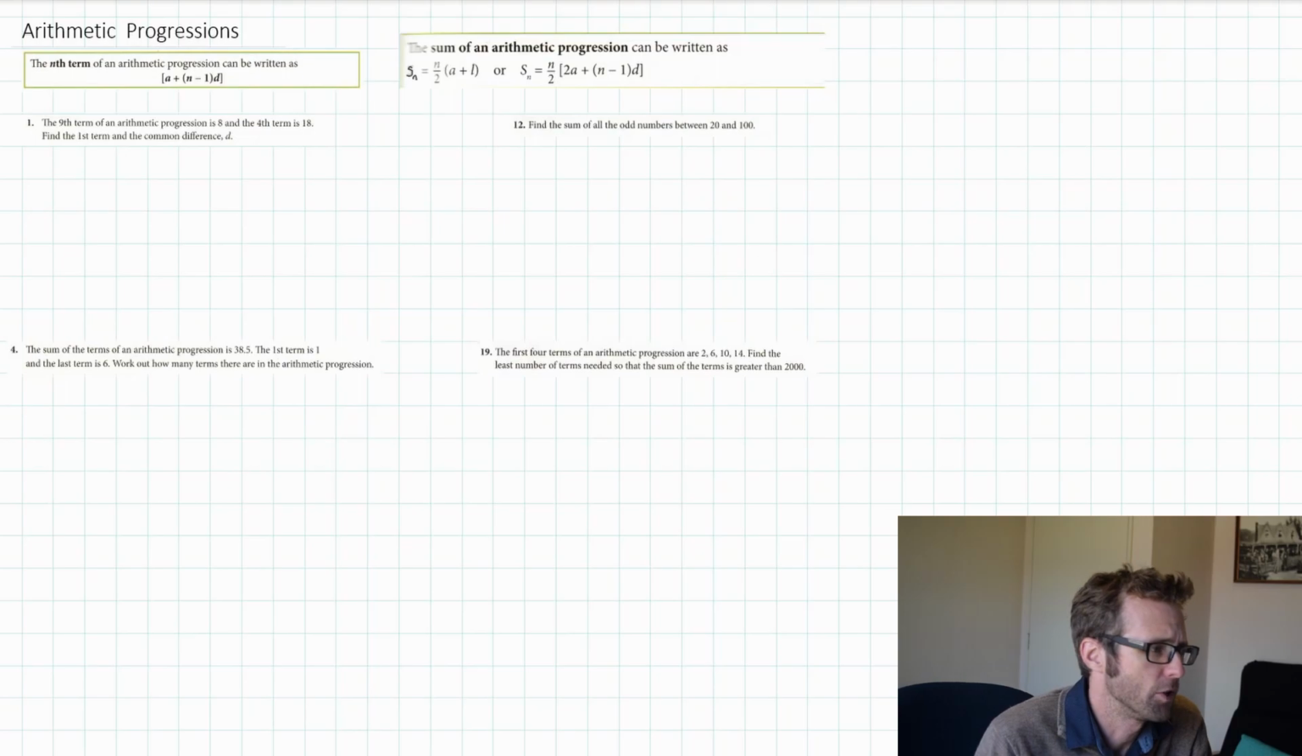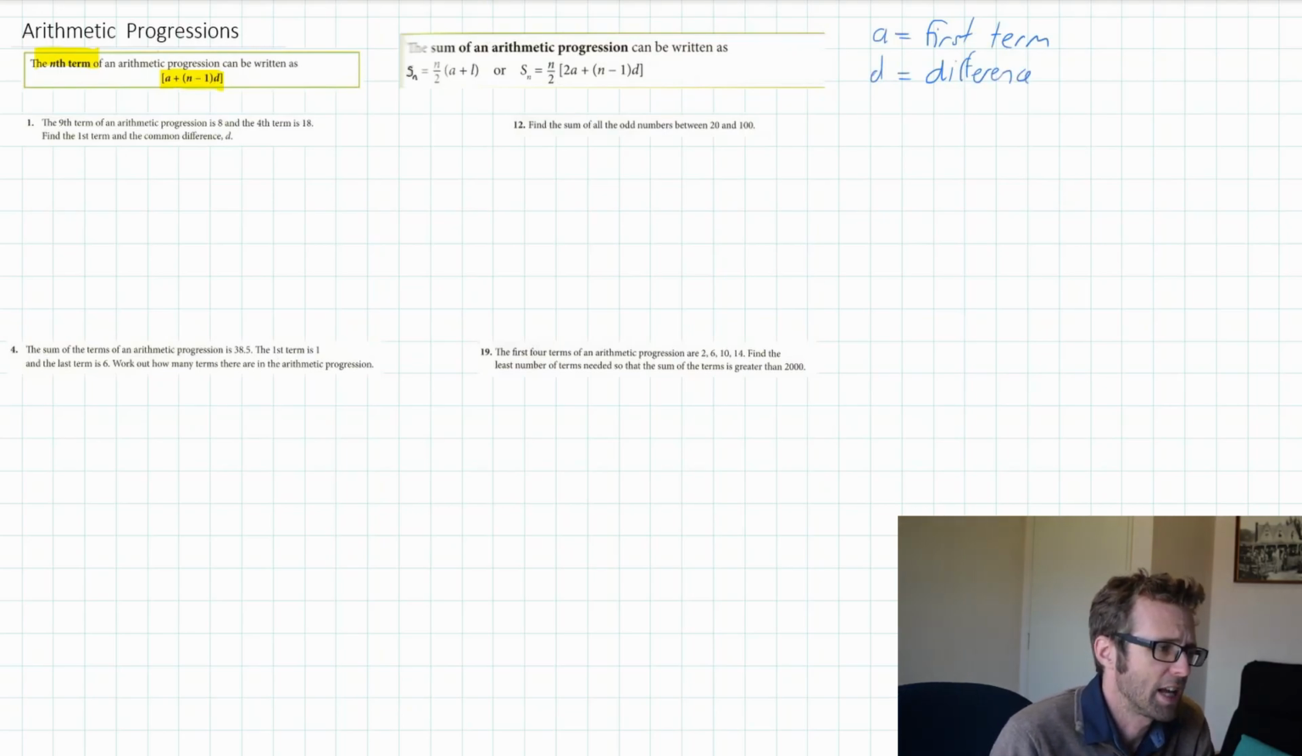So let's talk about, first of all, the nth term formula. We write it as a plus (n minus 1) d. Now what is a? A is equal to the first term of the series. N is for the nth term, obviously, and d stands for the difference, the common difference between each term.